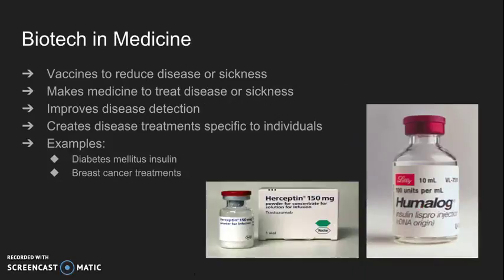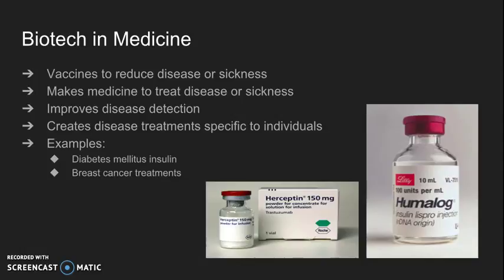Now, biotechnology in medicine has its specific goals. Its goals would be to produce vaccines that are able to reduce disease or sickness. It helps to make medicines to treat diseases or sicknesses. It improves disease detection, so being able to identify whether or not an individual would develop a particular disease. It creates specialized disease treatments that could be specific to individuals.